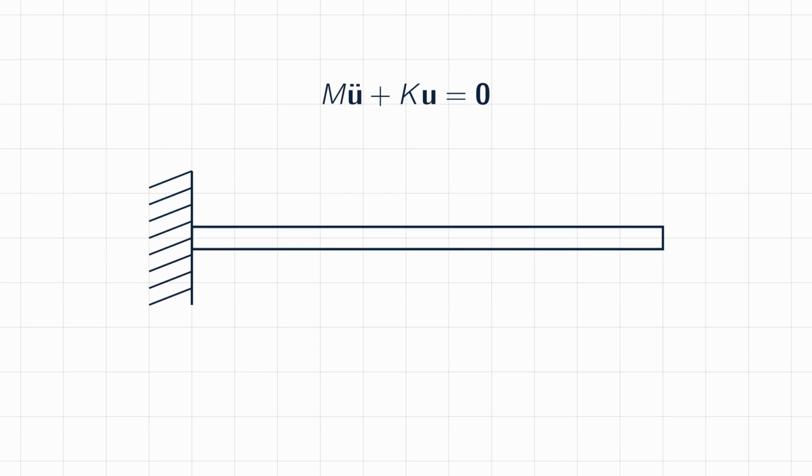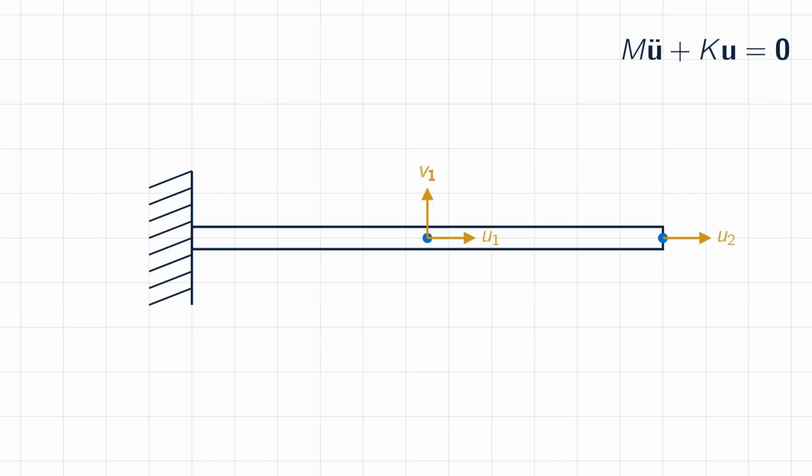Let's take a closer look at the nodal displacement vector U. Take, for example, a model with two nodes, the middle point and the end point. At each of these points there is a horizontal displacement U1 and U2, a vertical displacement V1 and V2, and rotations θ1 and θ2. So the total vector of nodal displacements will consist of 6 components.